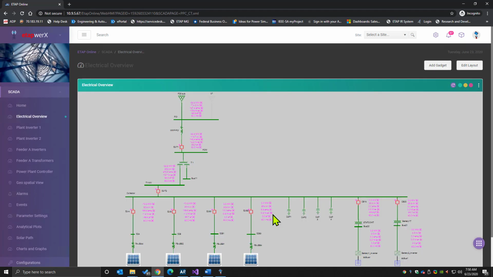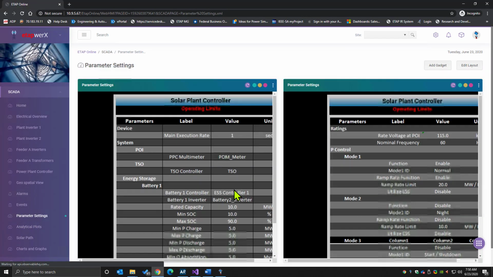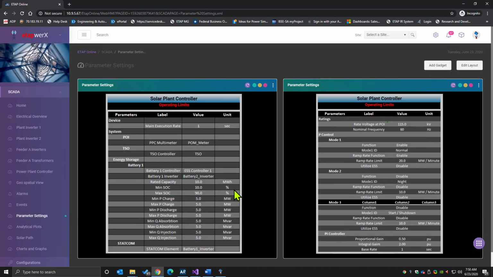So here we can see a quick HMI of our electrical system that we've been looking at in the past. So we can see our point of connection, including our tie line, the 4 feeders, as well as the STATCOM and the energy storage device. So this information is available on our SCADA HMI, along with the real-time measurements, as well as the ability to control the system, such as breaker open and close, and so on and so forth. However, the first step is to essentially look at the parameterization.